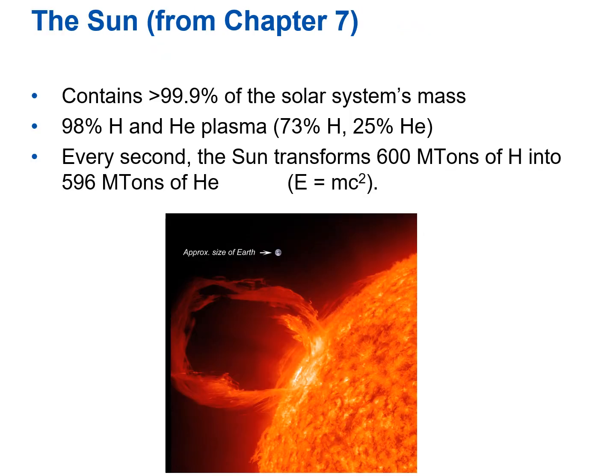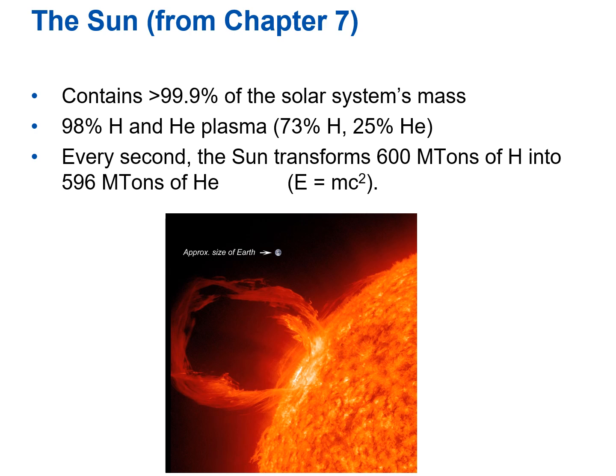I want you to remember from chapter 7 some things that you learned about the sun. First of all, that the sun contains more than 99.9% of the solar system's mass. So of all the objects in the solar system, the sun is by far the largest, the most massive, the most dominant thing in the solar system.